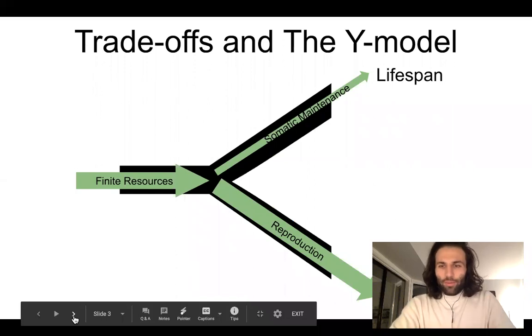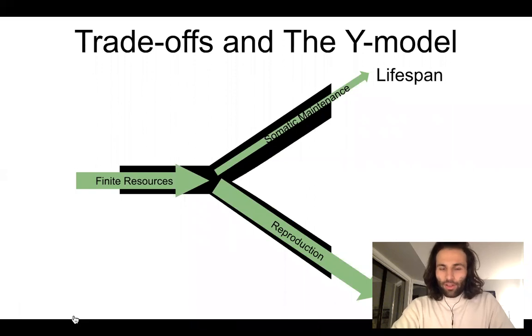Now, one model that's been proposed to explain why they don't exist is called the Y model, which posits that organisms have a finite amount of resources available to them, and that these resources can be selectively allocated to either somatic maintenance or reproduction, but you can't maximize both of them at the same time. In other words, there's a trade-off between the two.